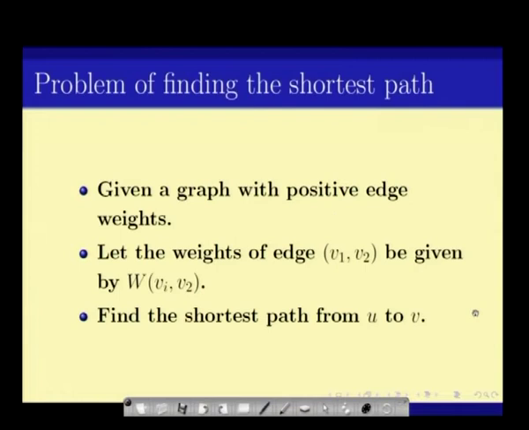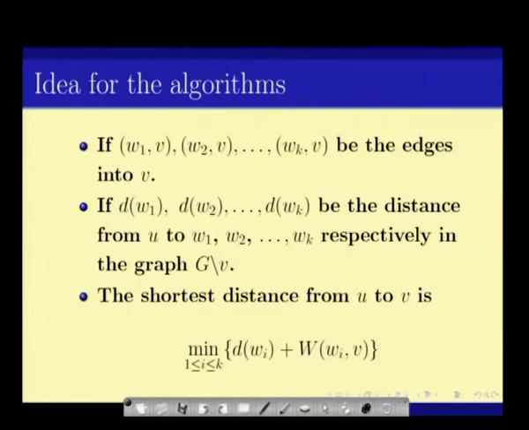So, the problem of finding the shortest path: we have been given a graph with positive edge weights. Let the weight of the edge V1 V2 be given by W(V1, V2), and we have to find the shortest path from U to V. The problem is simple and clearly well motivated, and we have to understand, so what is the idea of the algorithm? Let us see the first algorithm that we can think of.